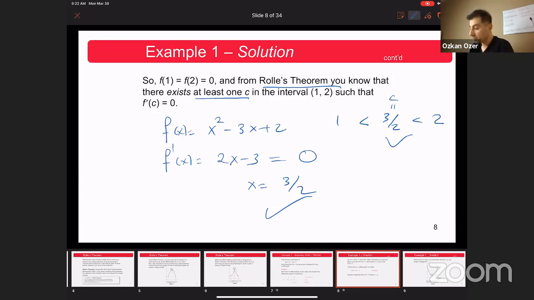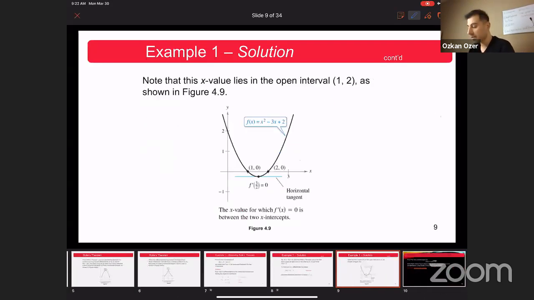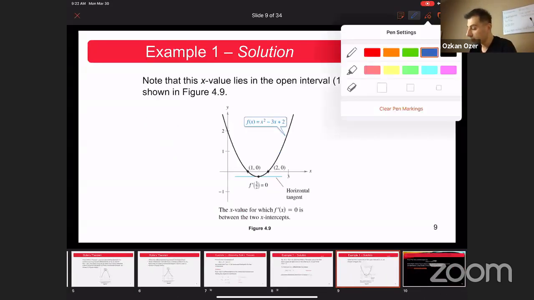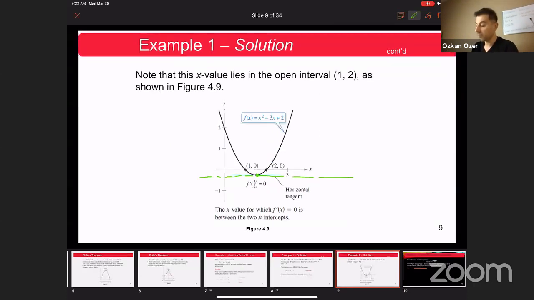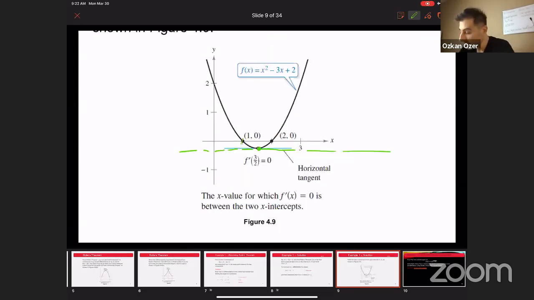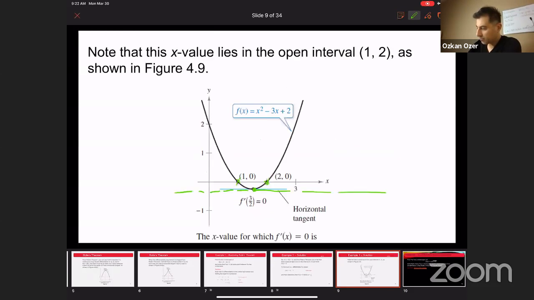And for a reality check, why don't you graph this function and visually convince yourself that at 3/2 you have a horizontal tangent line, as you see. f attains the same values at the endpoints 1 and 2. And in between 1 and 2, you have the slope achieved to be 0, or you have a horizontal tangent line, and that point is in fact 3/2. Okay. So this is one application of Rolle's theorem.